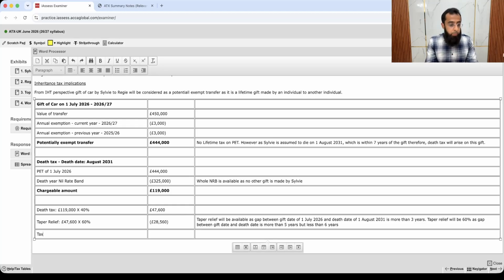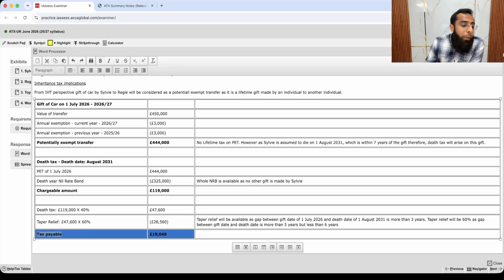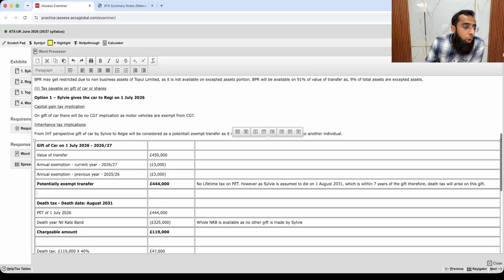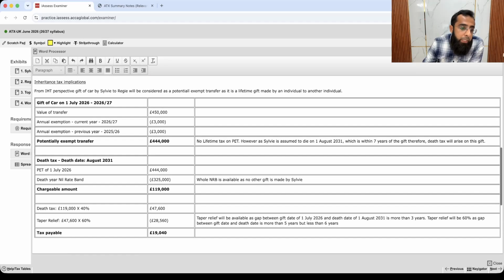So my tax payable will be how much? It will be 19,040. So this is the total tax which will arise in the situation of gifting the car to Regi. From a CGT perspective, it's exempt. From an IHT perspective, it's a PET.